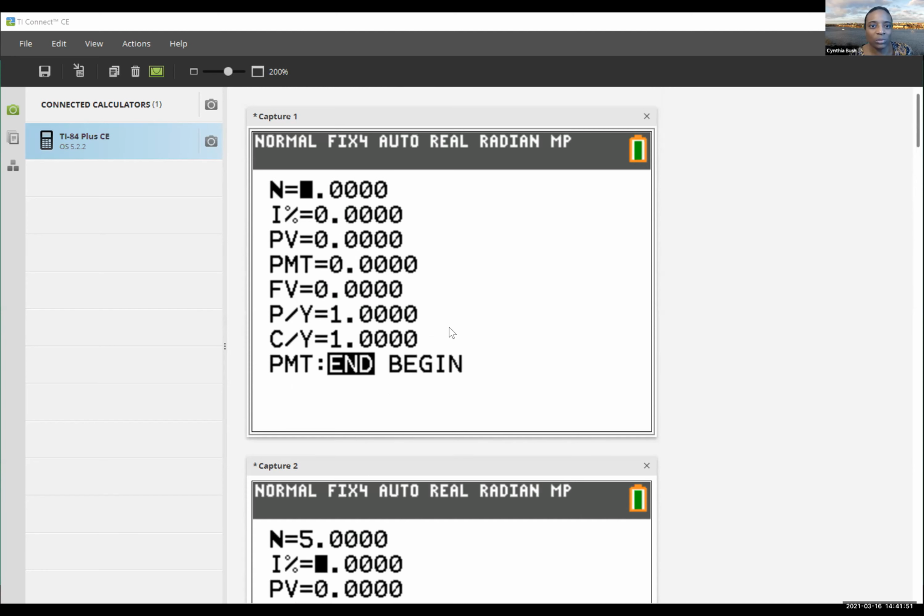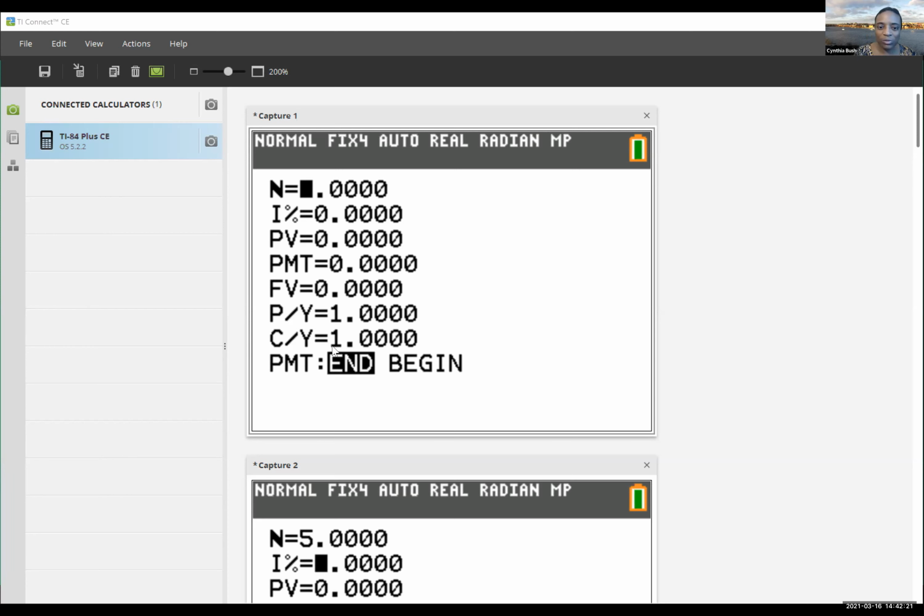Now, my calculator is set to 4 decimals, and I put zeros in for all of these variables. So my N is 0, my I percent, the interest rate, is 0, present value 0, payment 0, future value 0. And then P over Y and C over Y, just make sure those are set to 1. And then your payment line is where you indicate if it's an ordinary annuity or annuity due.